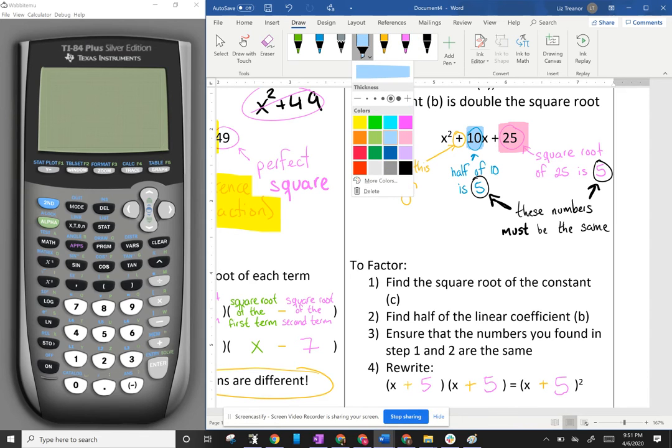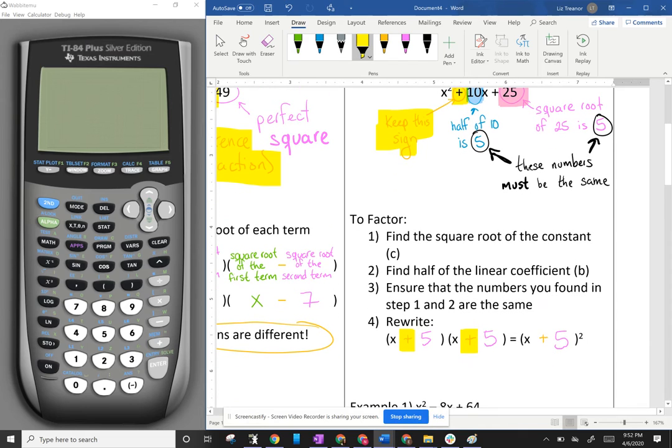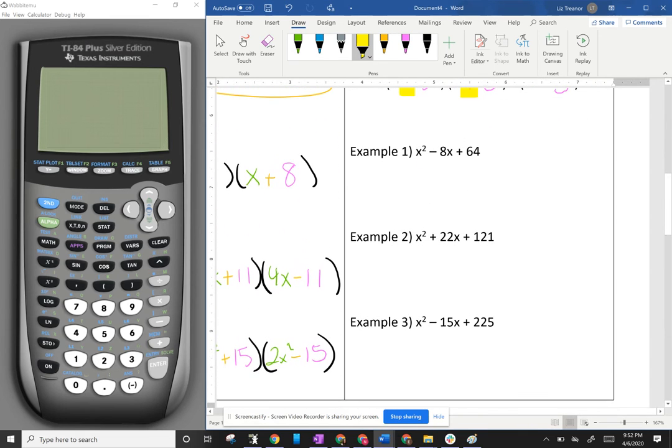And we're going to make sure that we keep this sign. So this sign here has to stay the same, which means we can rewrite it as the binomial squared. Okay, but let's do a few examples. So let's do example number 1. Okay, so we see that the constant is a perfect square, and the square root of 64 is 8.